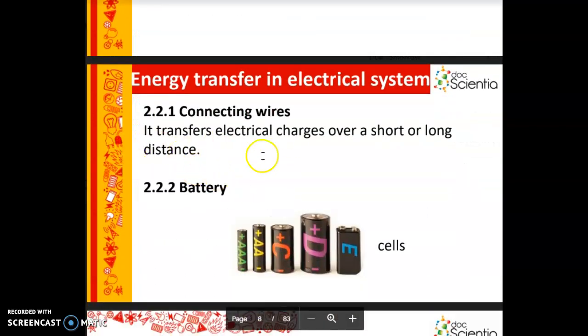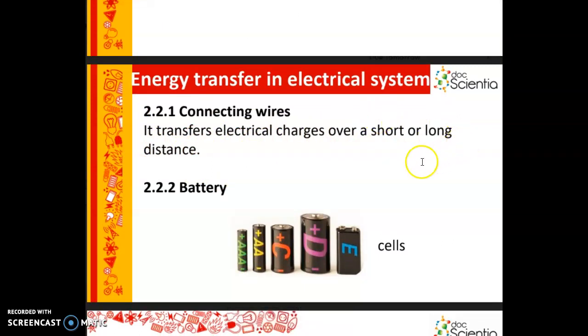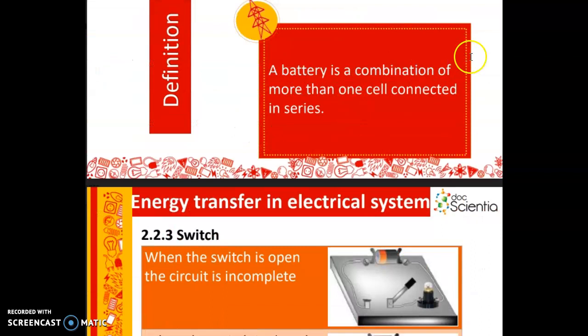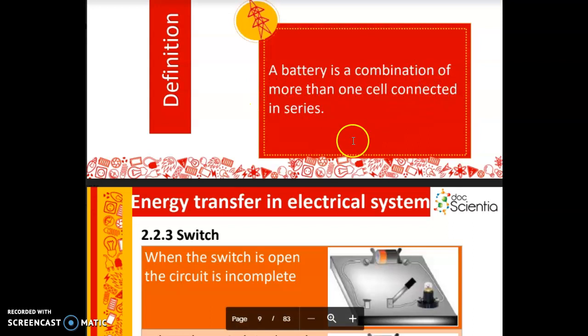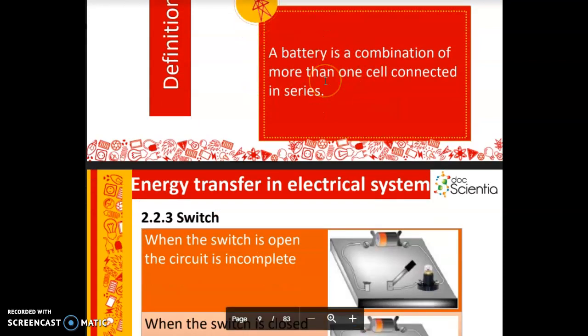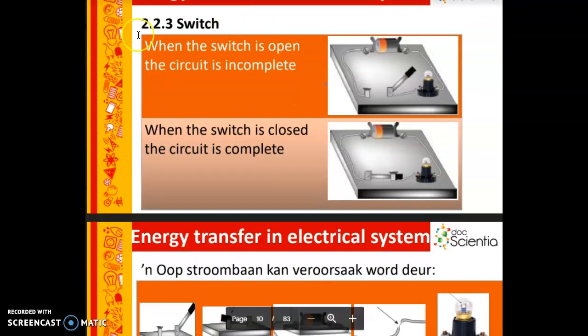Connecting wires. It transfers electrical charge over a short or a long distance. A battery is a combination of more than one cell connected in series. So a cell, lots of cells connected in series, is a battery. A switch. When the switch is open, the circuit is incomplete and no current will flow. When the switch is closed, the circuit is complete and the current will flow.